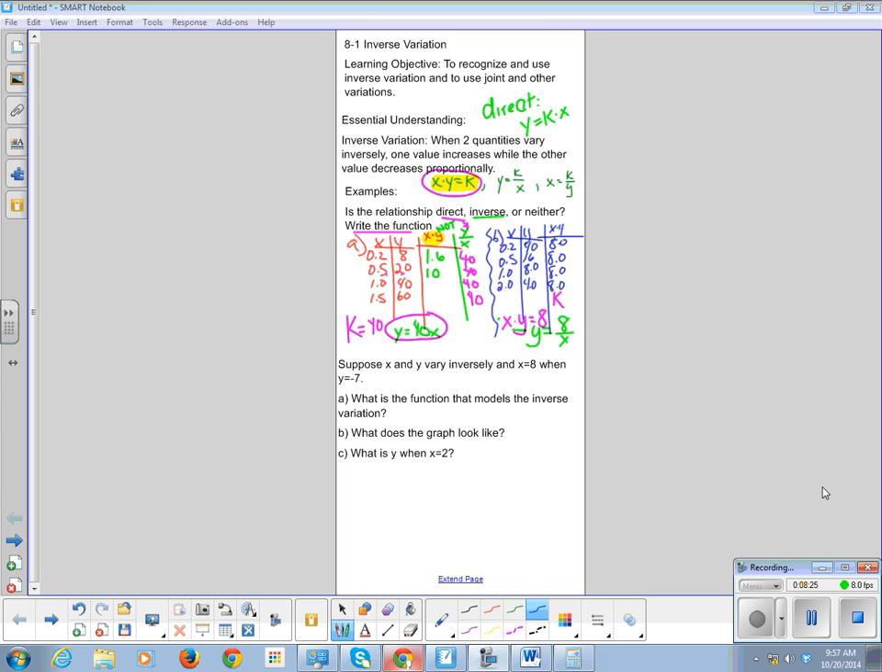So let's get our shell. If x times y equals k, then we have x is 8, y is -7, so k must equal -56. So the function is x times y equals -56. Or, because if we're graphing, a lot of times we like things in terms of y and x, y equals -56 over x.